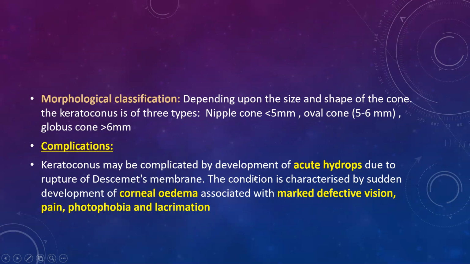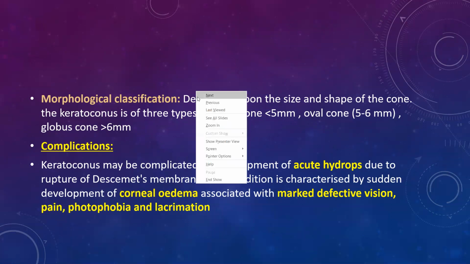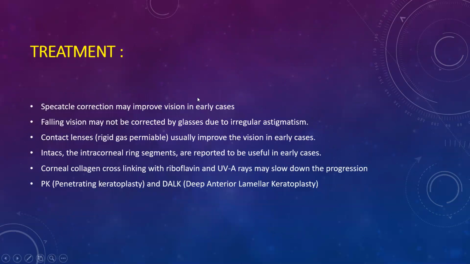And complications are, you tend to see acute hydrops due to sudden rupture of the Descemet membrane, and this condition is characterized by sudden development of corneal edema. Because edema is there, defective vision is seen, and then pain, photophobia and lacrimation are seen. So development of acute hydrops and corneal edema, and because of corneal edema you tend to see defective vision, pain, photophobia and lacrimation. And treatment is simple, guys.